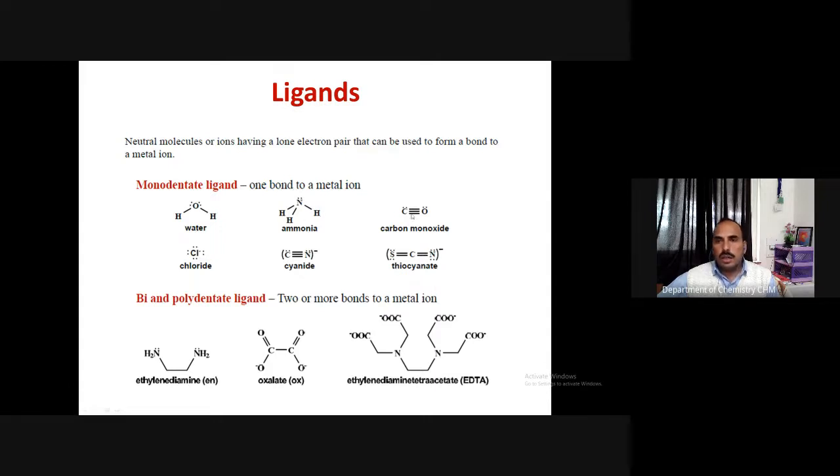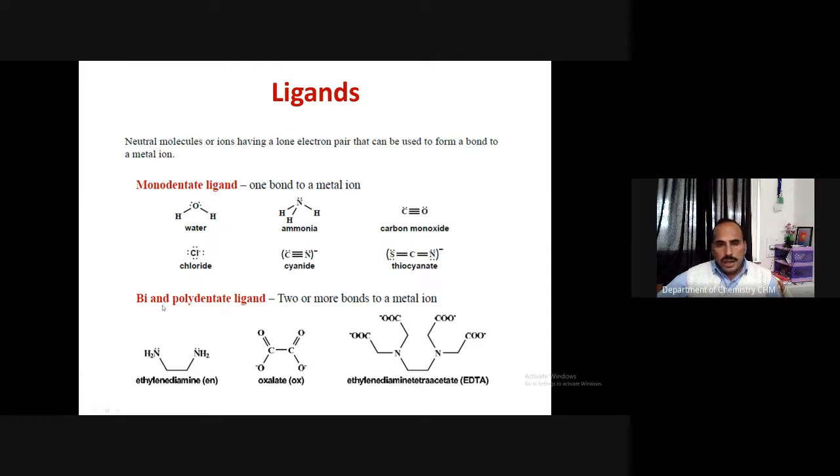Water, ammonia, carbon monoxide, okay, chloride, bromide, iodide, or cyanide. They form one bond at a time with the metal. Although you can see, like say thiocyanate, either a nitrogen can coordinate or sulfur can coordinate, but at one point of time they will coordinate in a monodentate fashion. So these are basically the monodentate ligands.